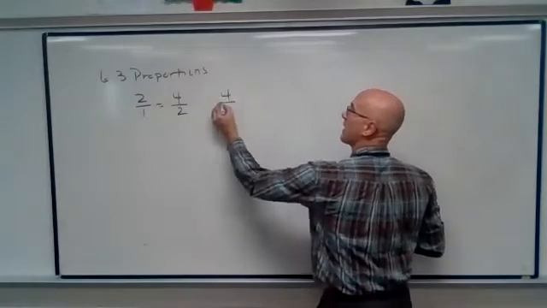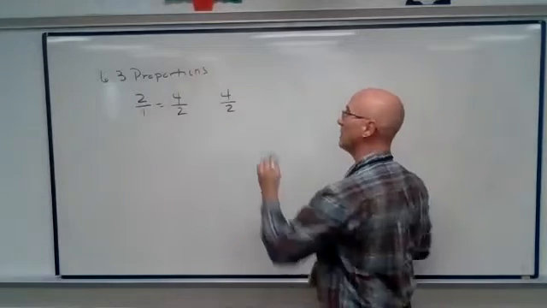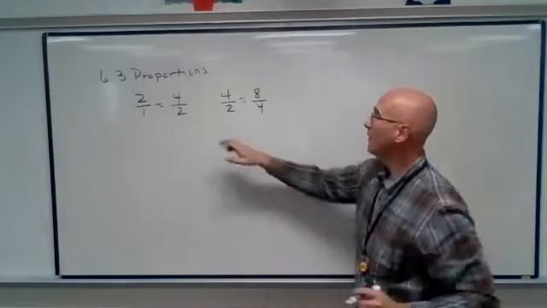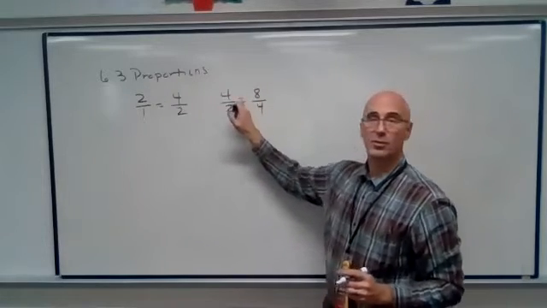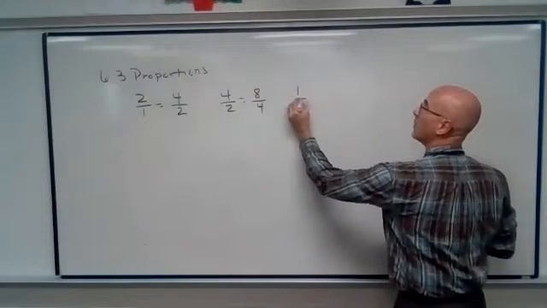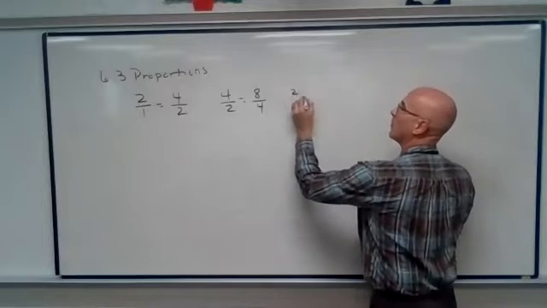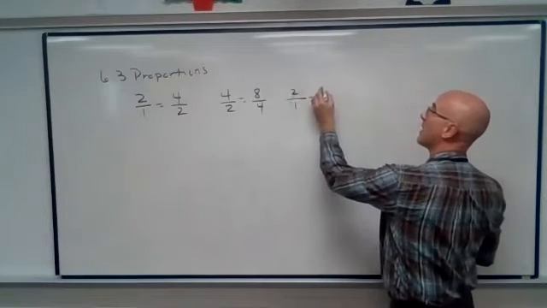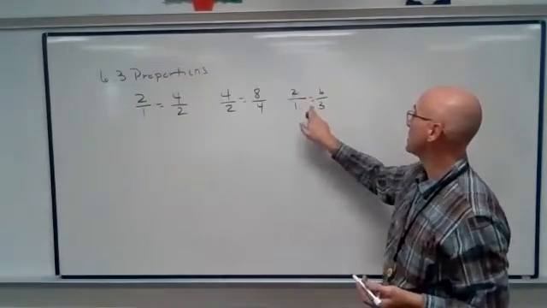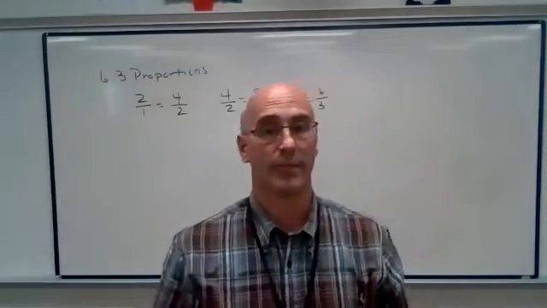We could also say that the ratio 4 to 2 is equal to the ratio 8 to 4. All we did was multiply the first and second term times 2 to get that. The ratio 2 to 1 is also the same as 6 to 3. I just multiplied each of these times 3. So that is the general definition of a proportion.